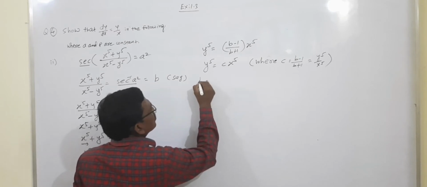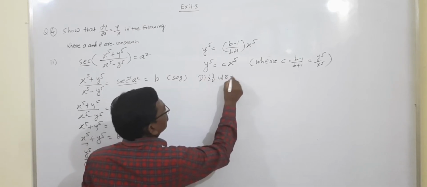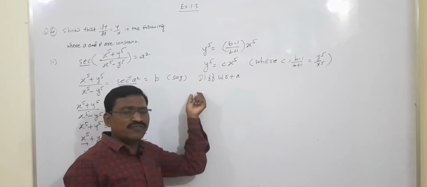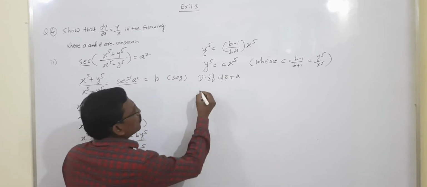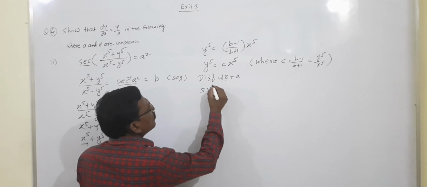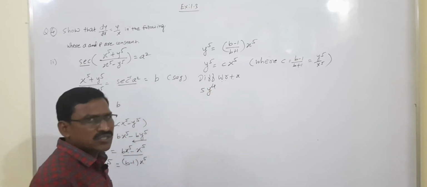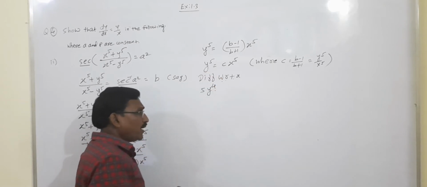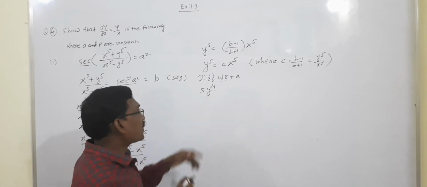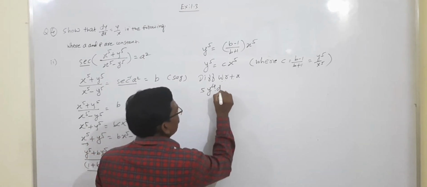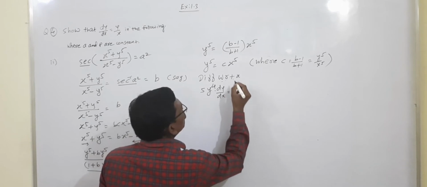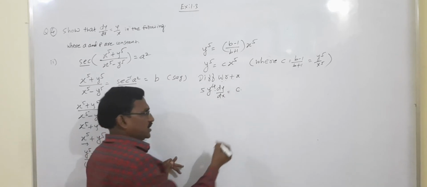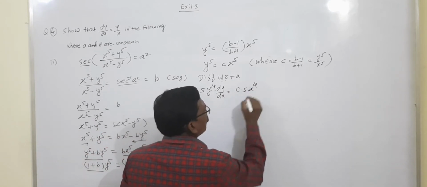Now we differentiate with respect to x. We get the derivative of y raised to 5, which is 5 into y to the power 5 minus 1, it is 4, by using the derivative of x raised to n being n into x raised to n minus 1, into, again by chain rule, the derivative of y with respect to x, dy by dx, is equal to constant c as it is into the derivative of x raised to power 5, it is 5 into x to the power 5 minus 1, it is 4.